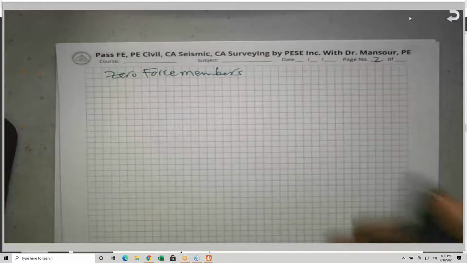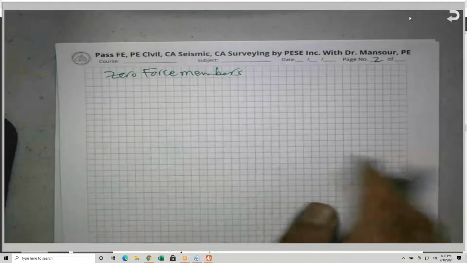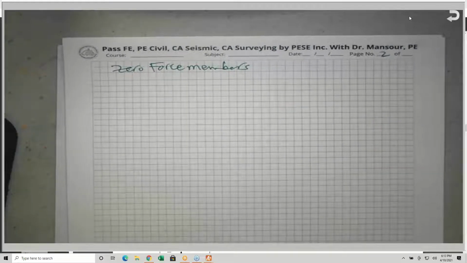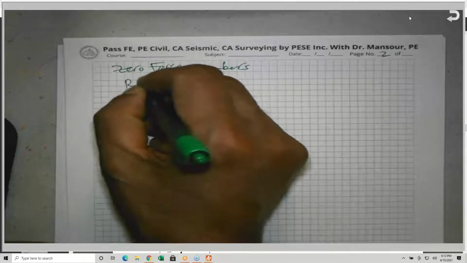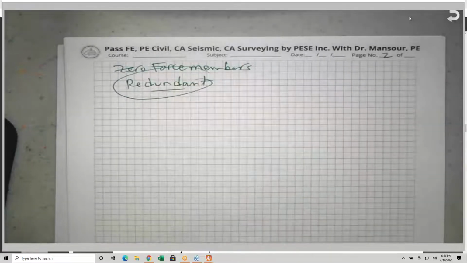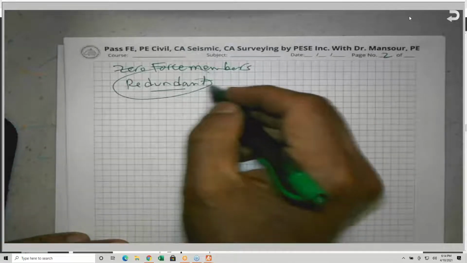So, zero force members, and you might say, why are they zero? What's the benefit of these members to be there? Are they doing nothing? No. They have a function. They are redundant. We call them redundant members. They can take over and carry the load in case of a failure of one of the members. Anyhow, don't forget the design right now.